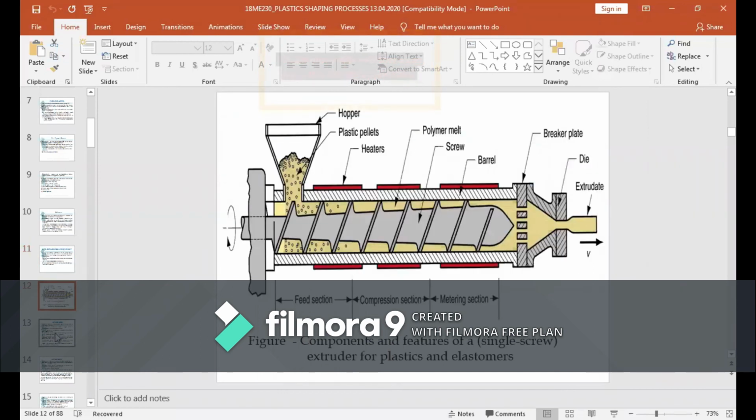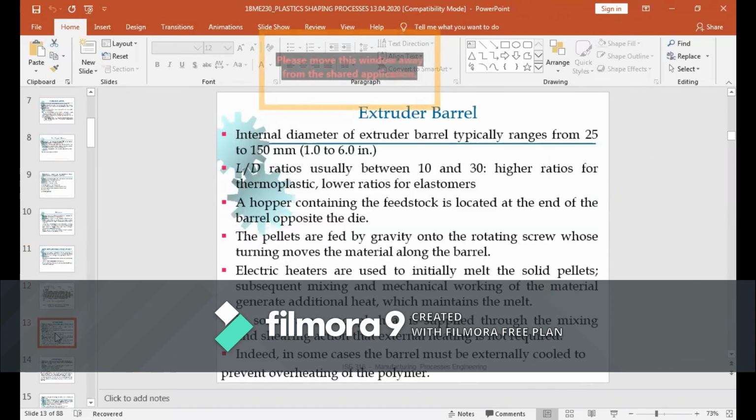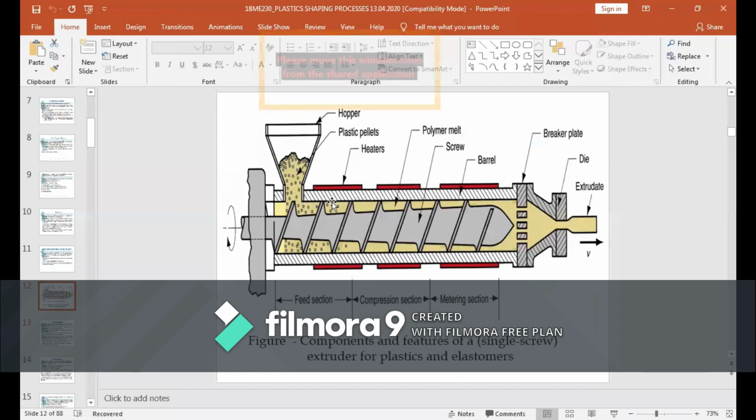Next, we come to the diameter of your barrel. The inner diameter of the barrel varies from 25 to 150 mm. L by D, that is the length of the barrel divided by the diameter of the barrel, will vary from 10 to 30. Mostly thermoplastic will be used. Here I am going to preheat the pellet by means of an electrical heater. The pellet will be partially melted by the heater.